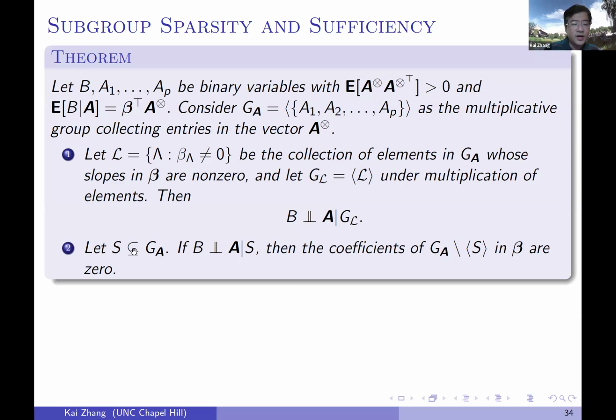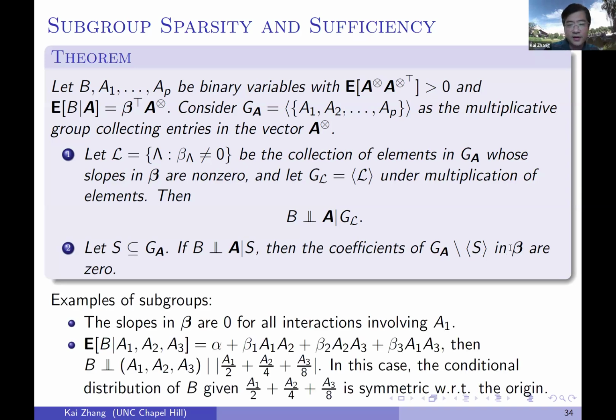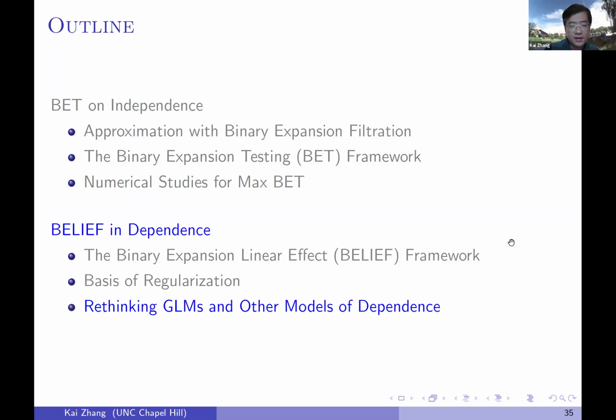The converse is also true. If we have sufficiency, then we must have sparsity. The coefficients outside this group must be zeros. Okay, there are 2 examples here, but I will skip them due to time consideration.